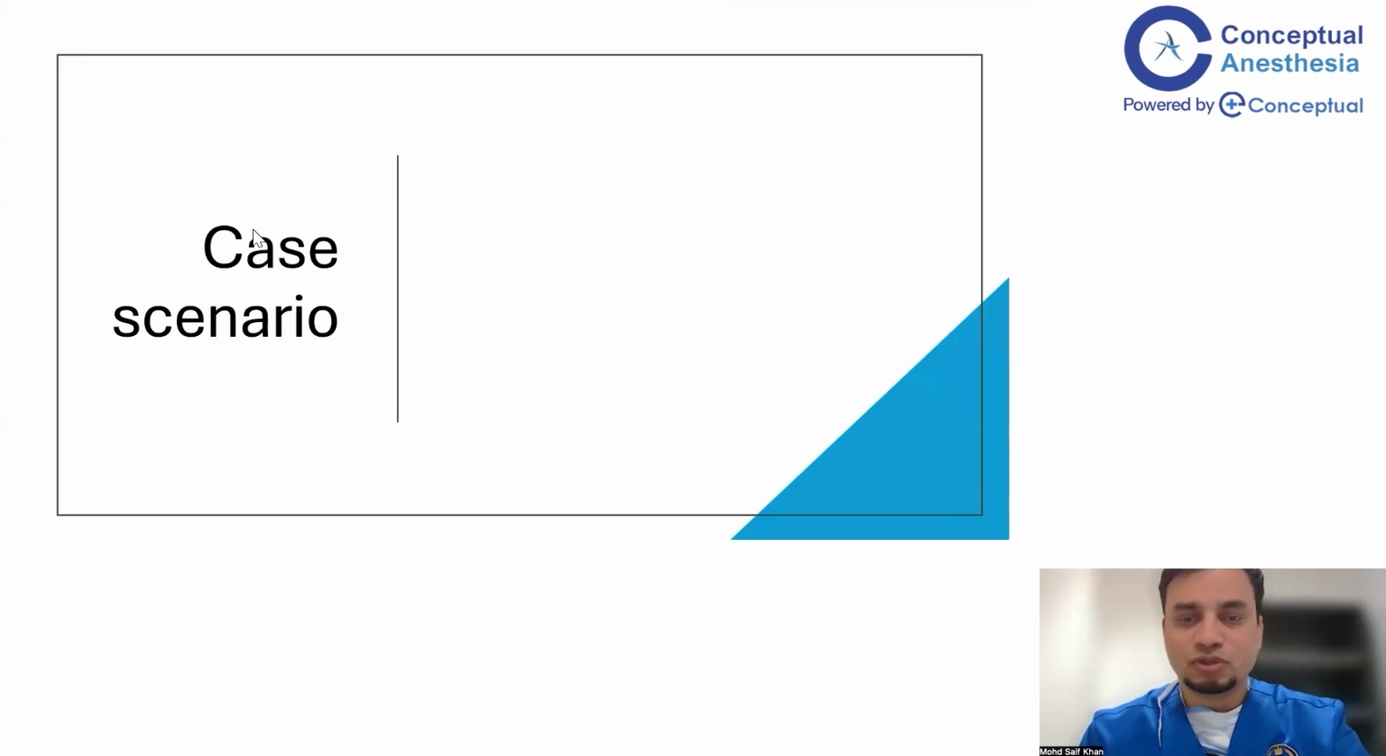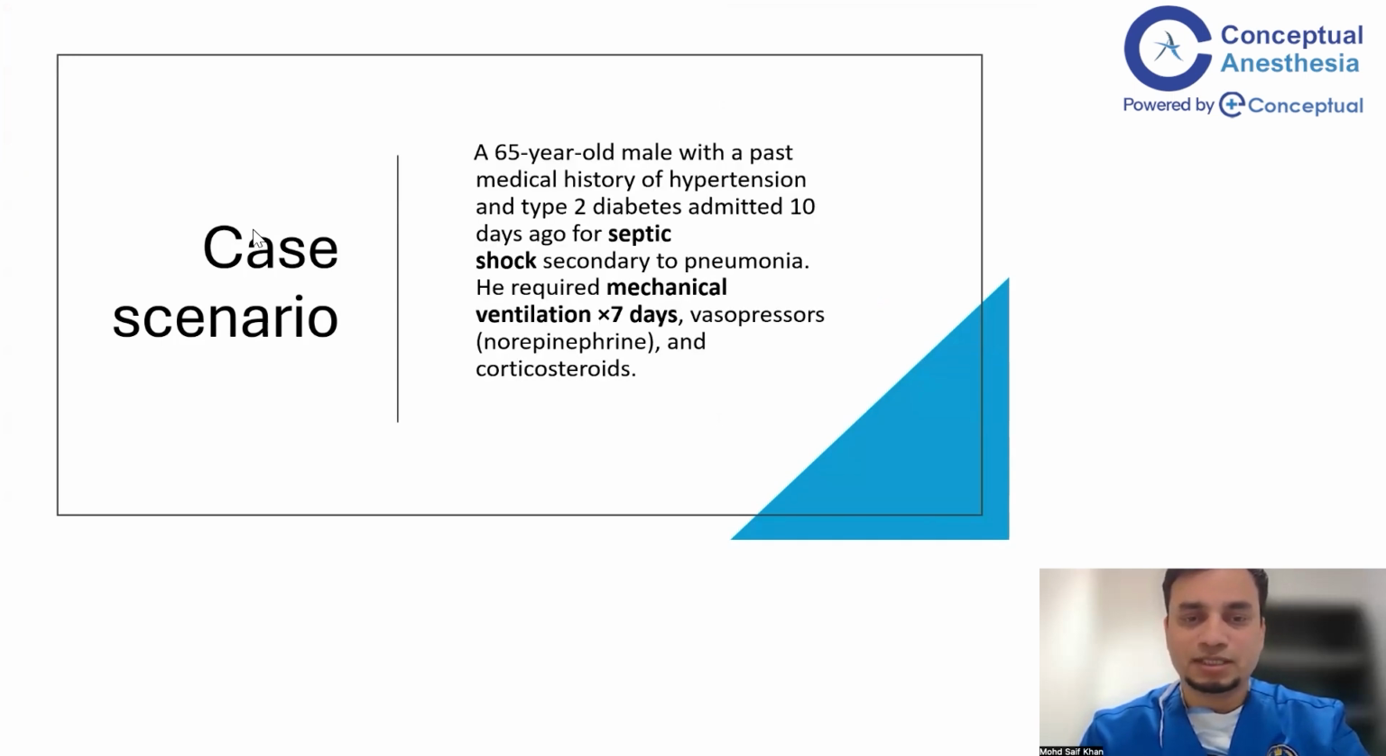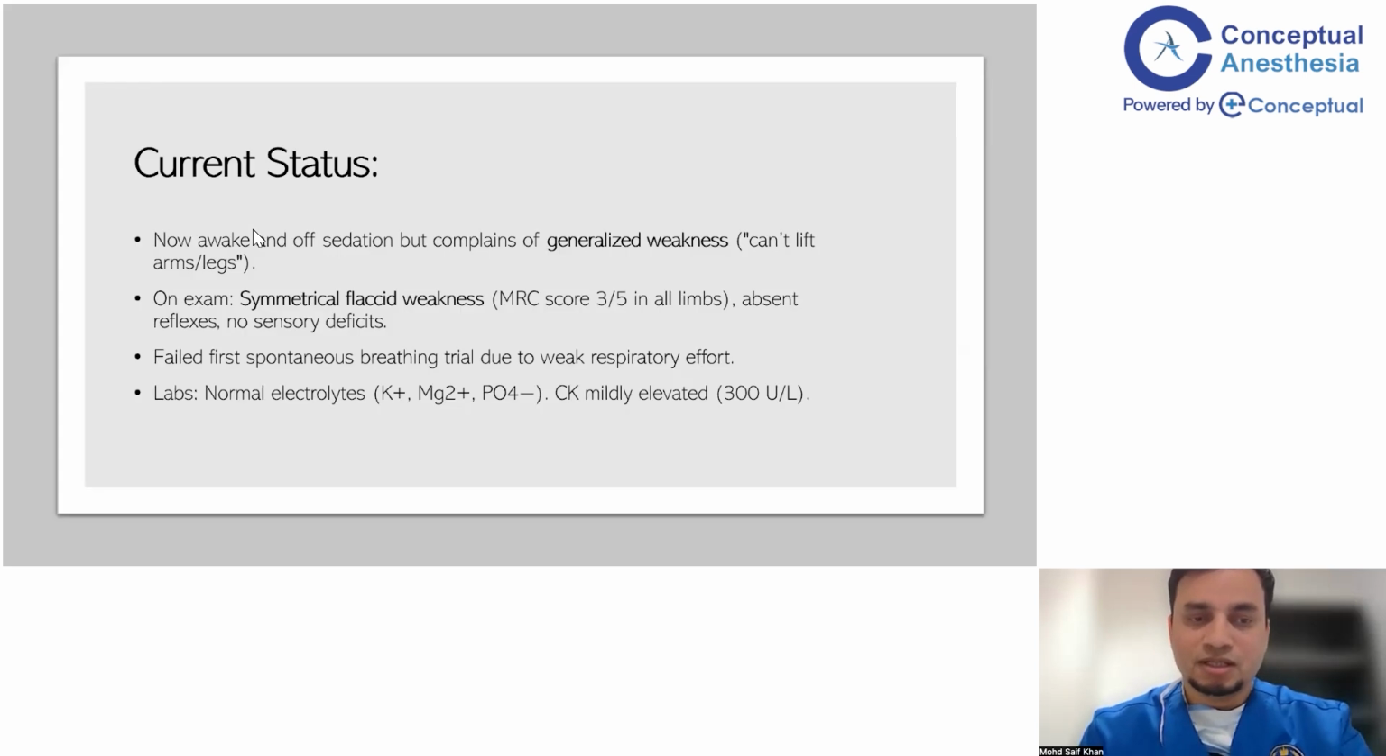A 65-year-old male with a past medical history of hypertension and type 2 diabetes mellitus was admitted to the ICU 10 days ago for septic shock secondary to pneumonia. He required mechanical ventilation for 7 days. He required norepinephrine for shock and also a steroid. Now he has recovered, he is awake, off sedation, but complains of generalized weakness.